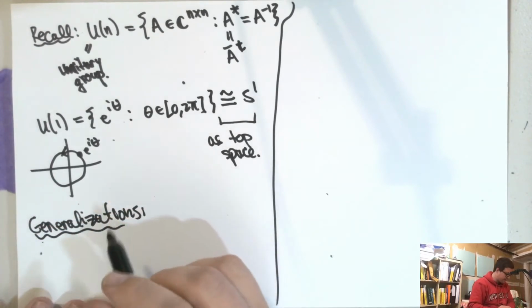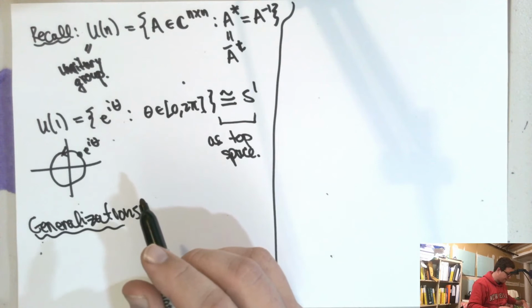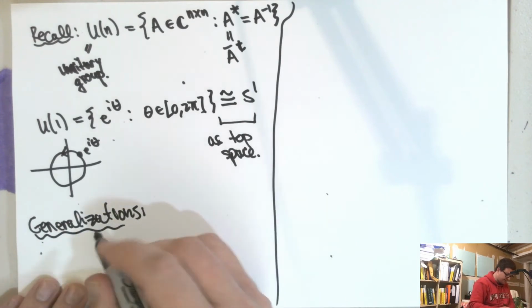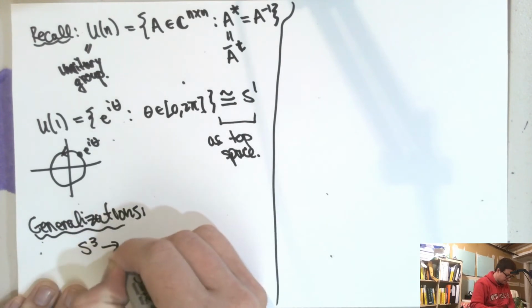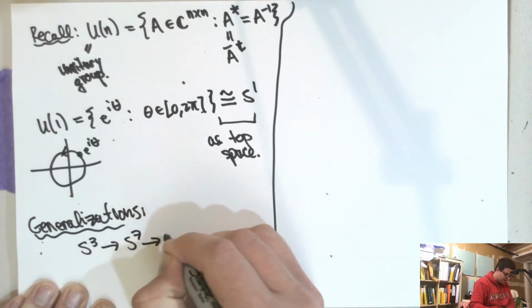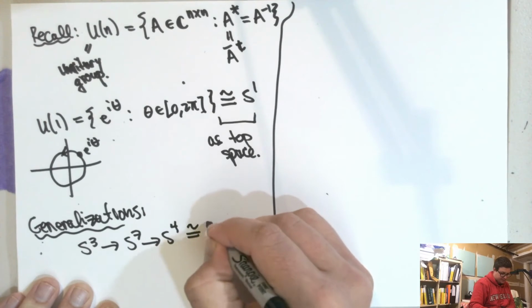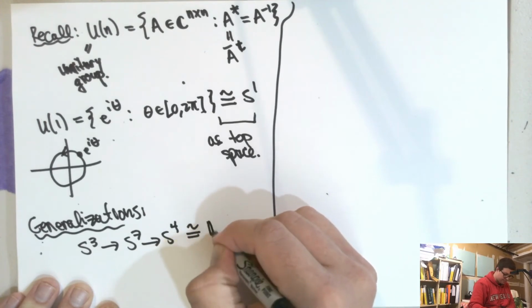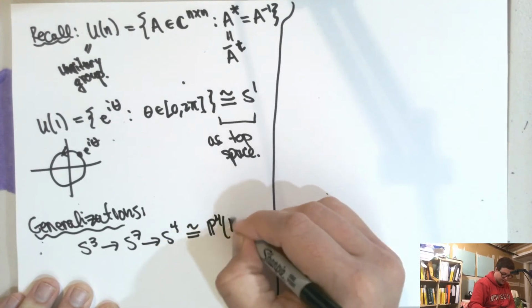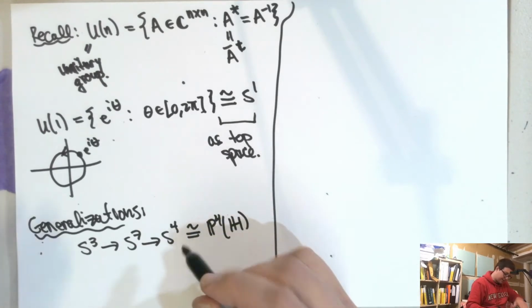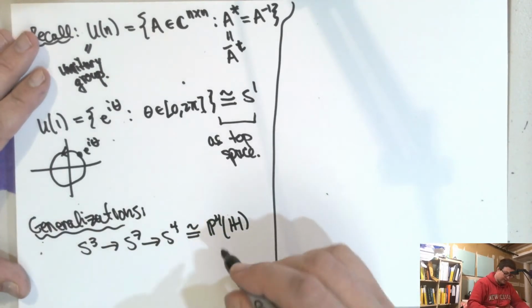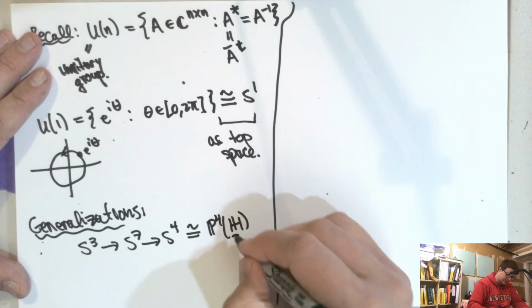Right. So there are maps like S3 to S7 to S4, right? And I guess the idea is to view this as like P1 in the quaternions in some sense, and this is the Hamilton quaternions.